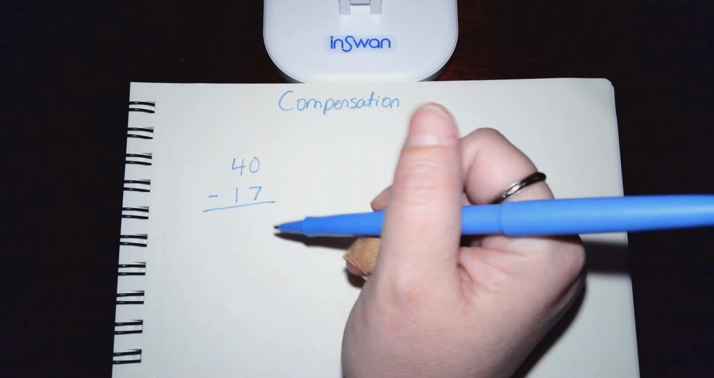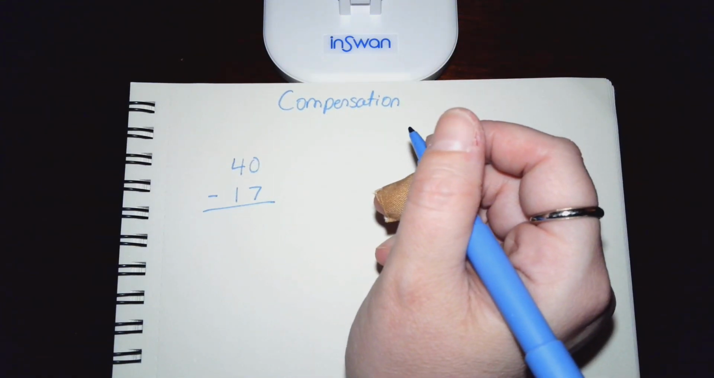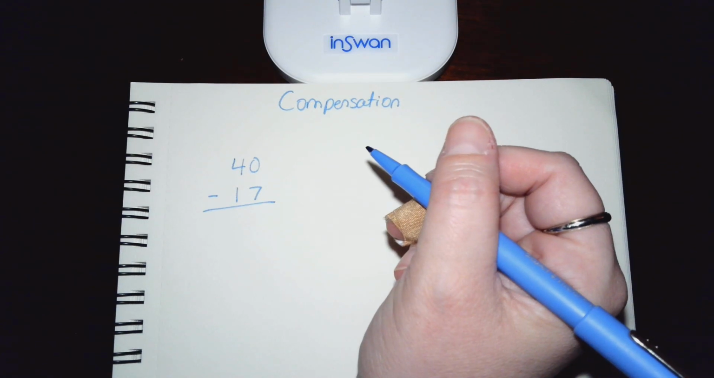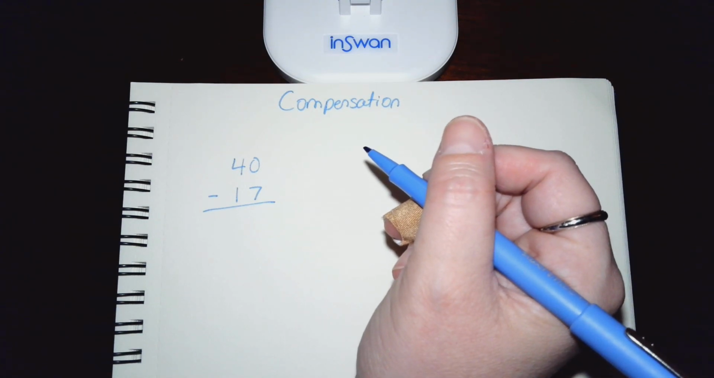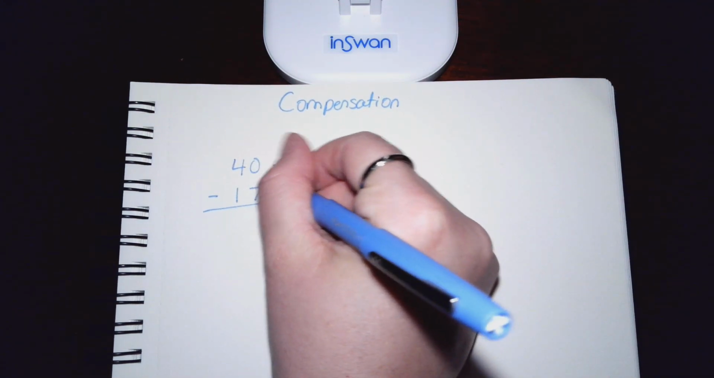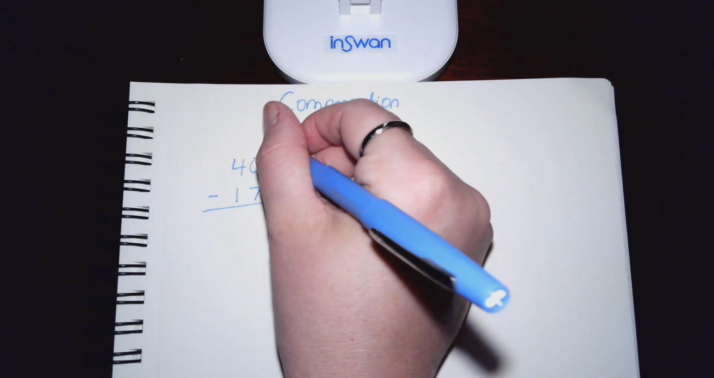Right now, I would have to do some regrouping. I can't take 7 away from 0, so I would have to go to my tens, take a 10, and do that. Or what I can do is use compensation to help me solve this problem easier. So using compensation, I would take 1 away from each. Because I'm at a 0, I'm going to take 1 away.